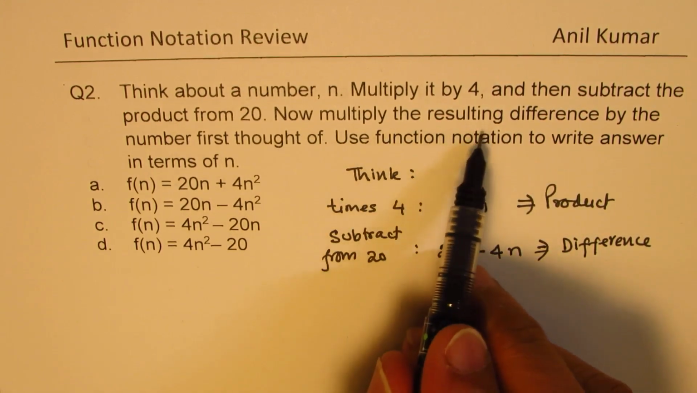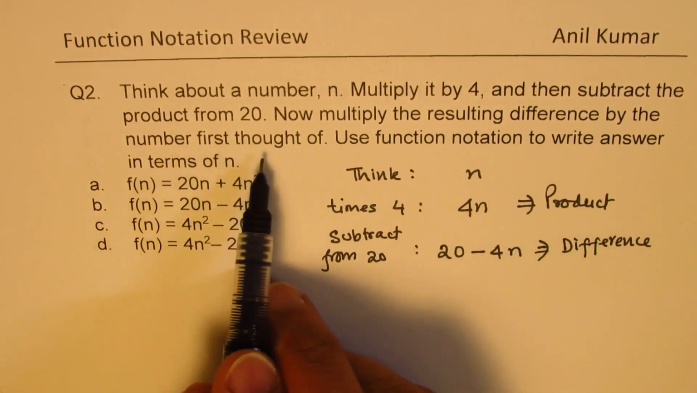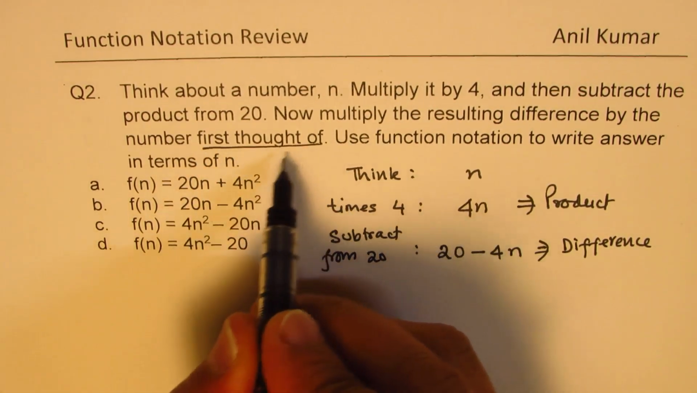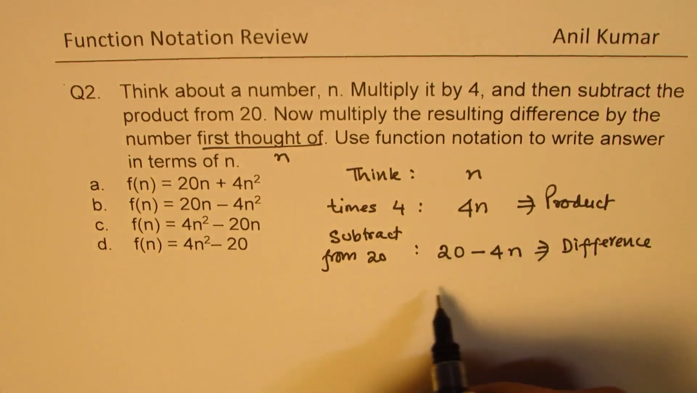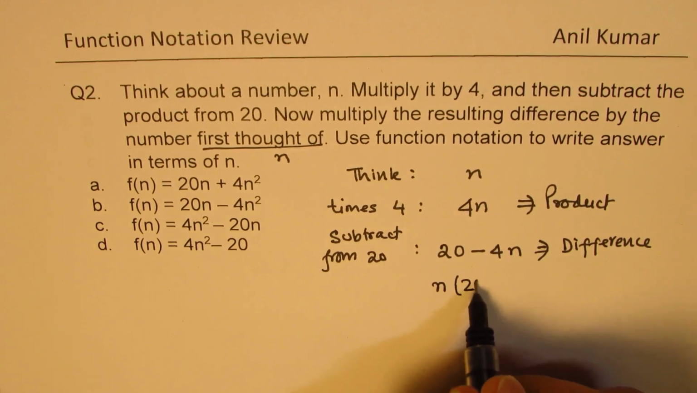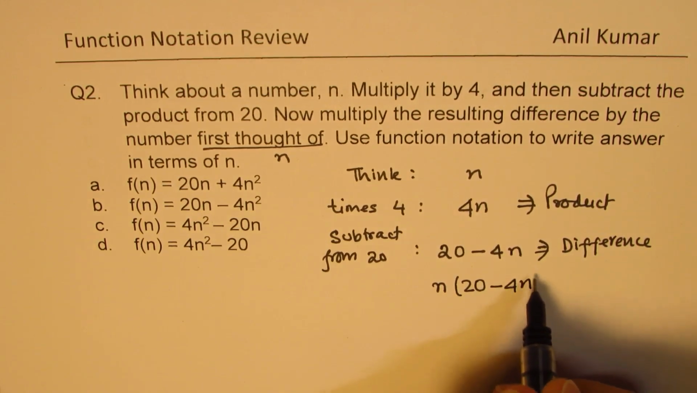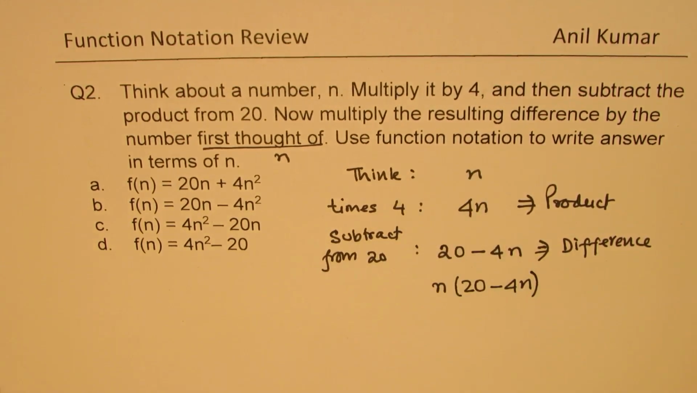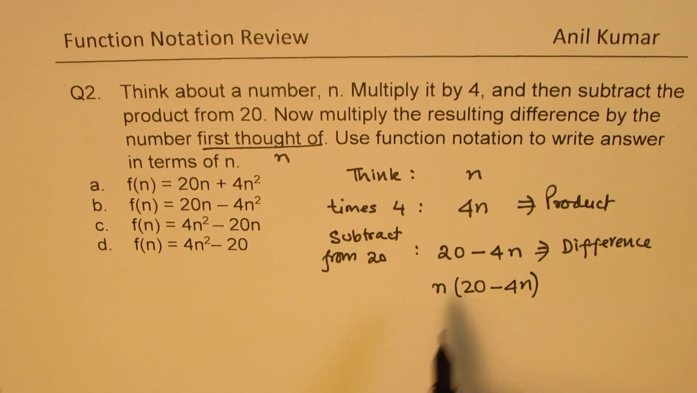Now multiply the resulting difference by the number first thought of. Number first thought of was n. So we need to multiply this by n. So we get n times (20 minus 4n). Clear? That's what it means, correct? So this becomes our function.